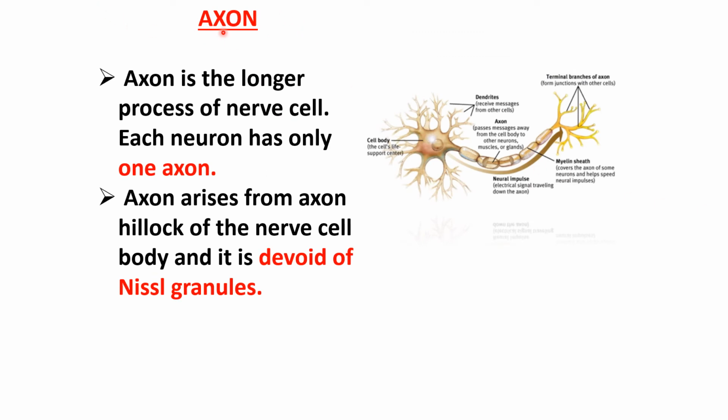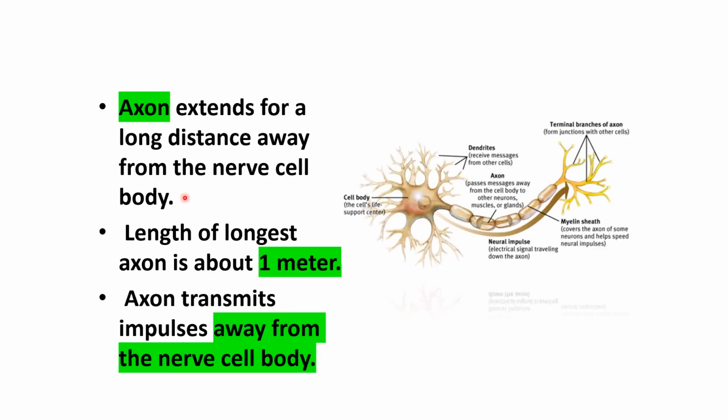Then about the axon. The axon is a very long process of the nerve cell, and each neuron has only one axon. Dendrites are many in number and the axon is only one. An axon arises from the axon hillock of the nerve cell body, and it is devoid of Nissl granules. In dendrites Nissl granules are present, but the axon is devoid of Nissl granules. So because of the presence of the Nissl granules, the dendrites can be differentiated from the axon.